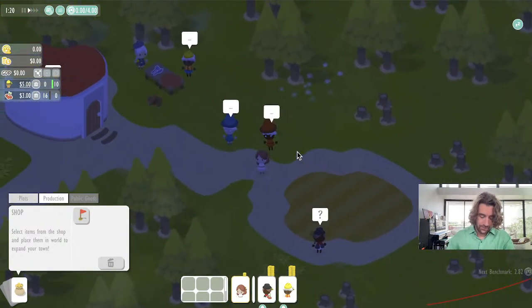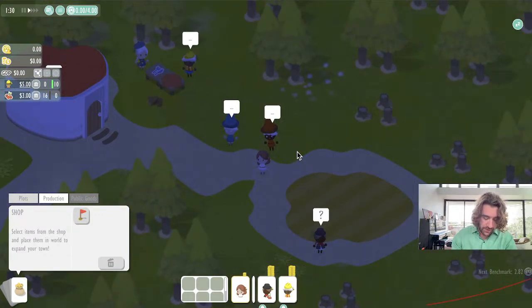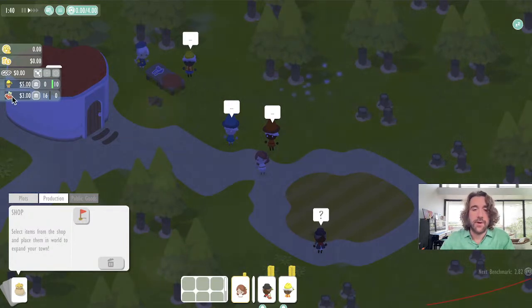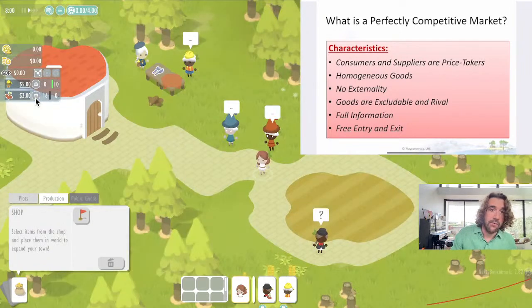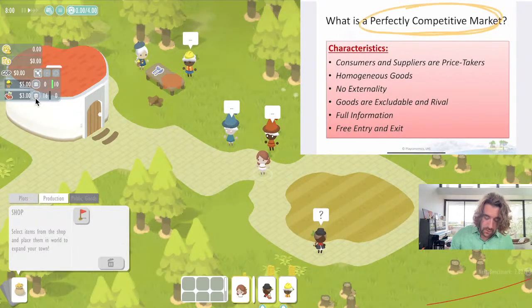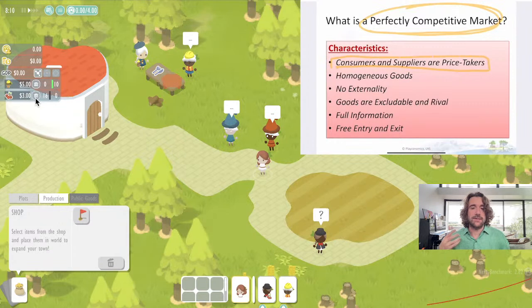Before we get into the factors of production issue, I would like to touch on this market one second more. Let me put back my iPad. This is, as it's depicted in the game at this moment, what we call a perfectly competitive market. Why is it a perfectly competitive market? Well, consumers and suppliers are price takers. They are taking the price as given, and they have no ability to change it in any way whatsoever.